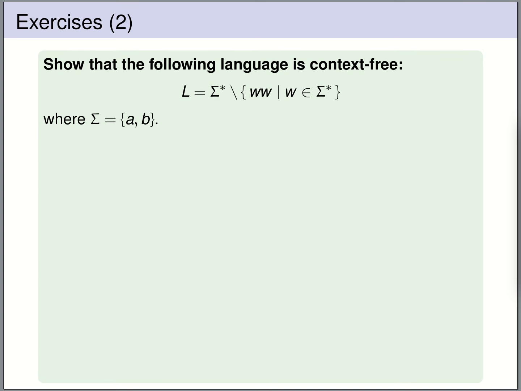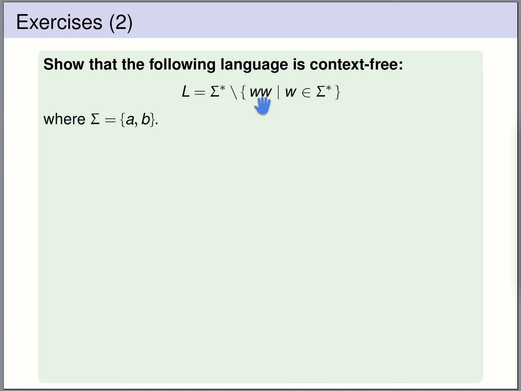Now let's do a slightly more challenging exercise. We are asked to show that this language is context-free. So we are asked to give a context-free grammar for this language. So what is this language? This language is the complement of, so it's all the words of sigma star that are not in this language here. So we're looking at the complement of this language.